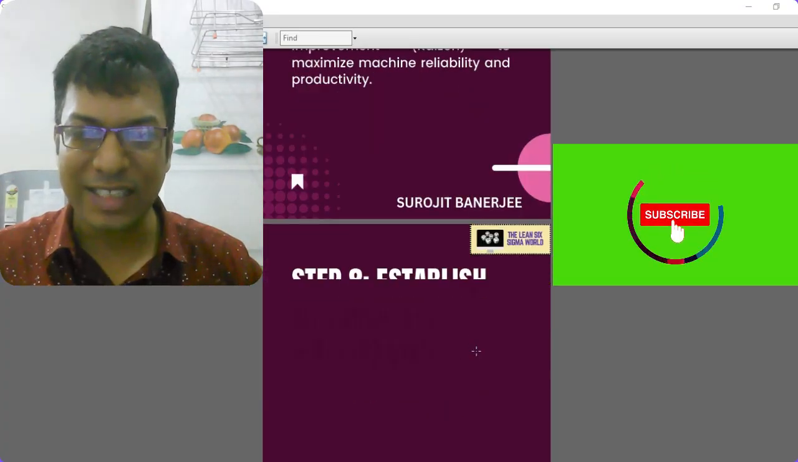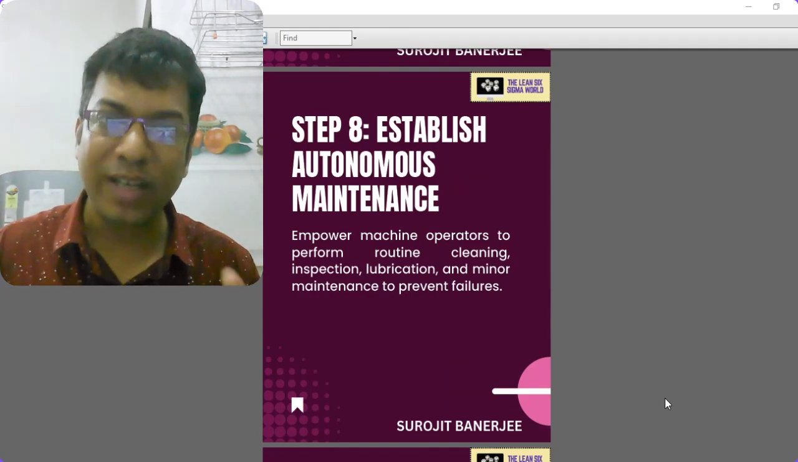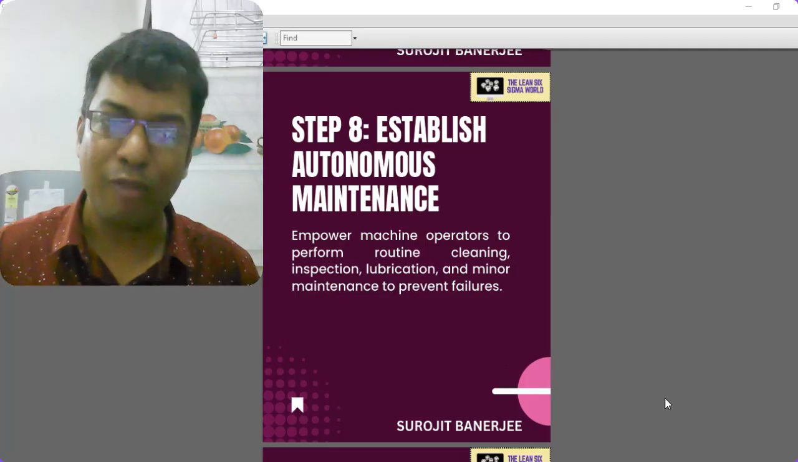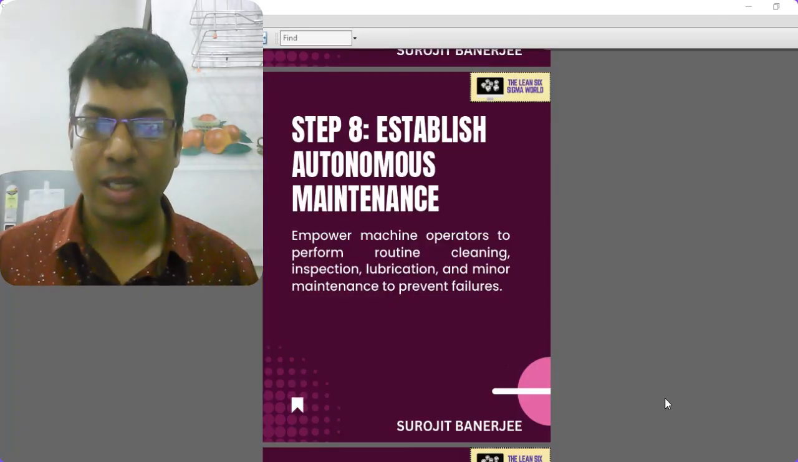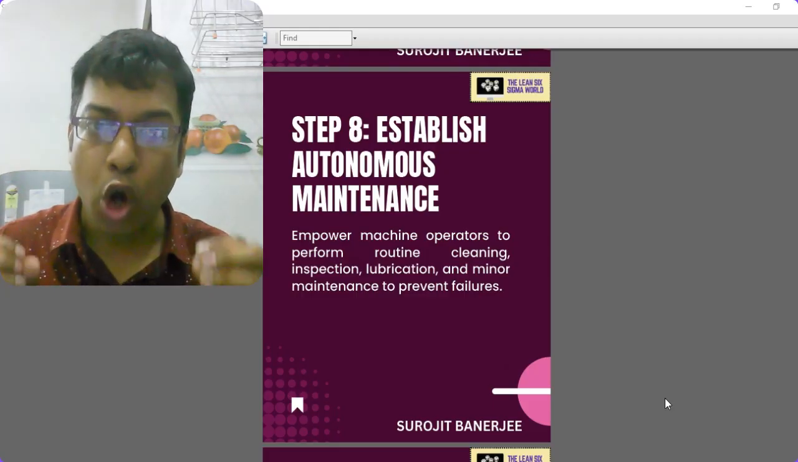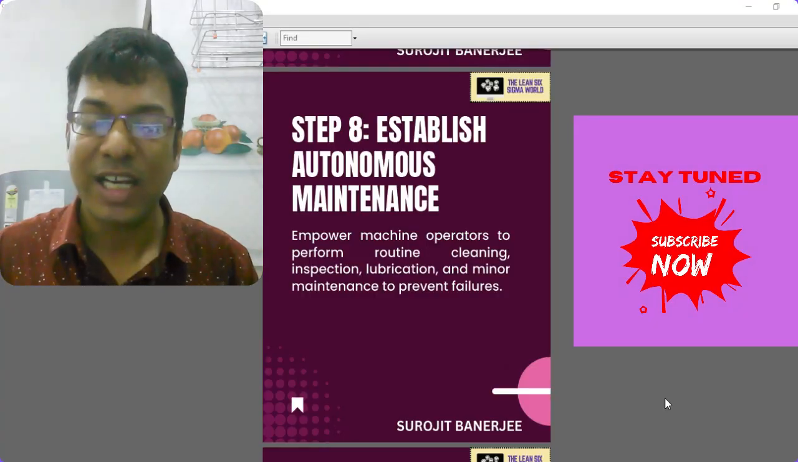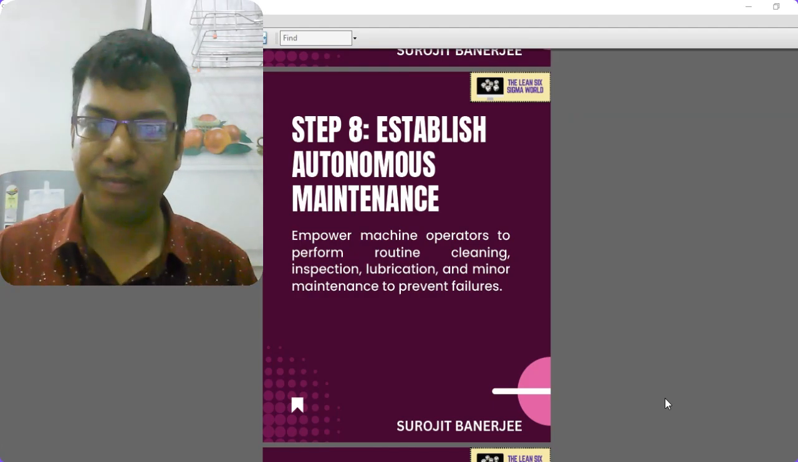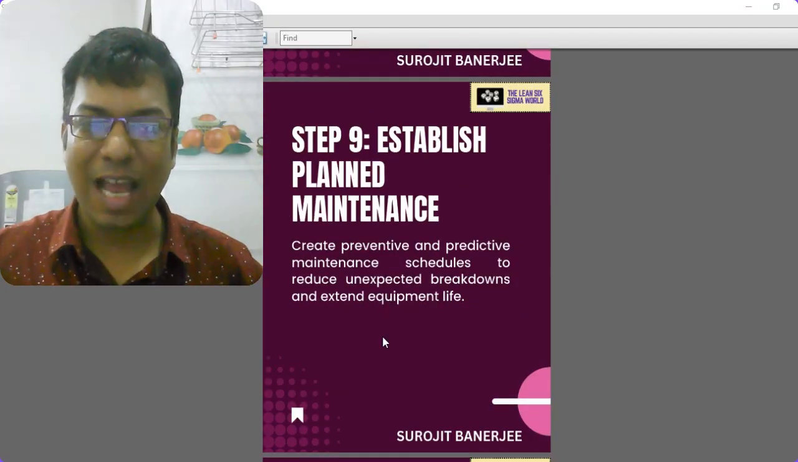Now step number 8, establish autonomous maintenance. Every employee and worker, basically the operators, should be empowered. They should be given the priority that they are responsible for their own machine, so that it can maintain the reliability and performance of the machine. They need to perform inspection, lubrication, checking, and all the minor cleaning activities. All these things should be done by the operator itself. That is the fundamental of autonomous maintenance: you empower your operators so that they are fully responsible to maintain their machines. It is not only the maintenance people; rather it is the responsibility of the operators, the departments itself, and other cross-functional team members.